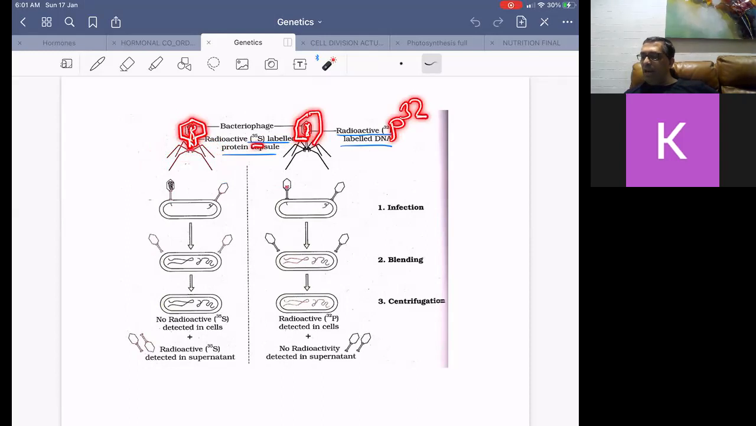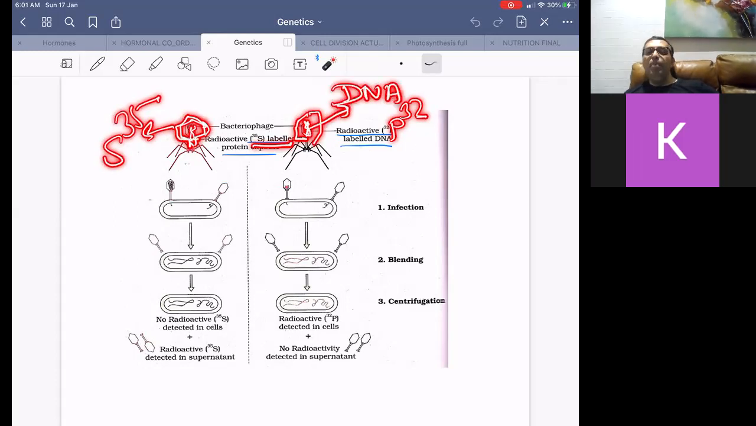So where S35 is used, the capsule has become radioactive, S35. And where P32 is used, the DNA becomes radioactive. Now, with S35 the capsule has become radioactive; with P32 the DNA has become radioactive. It was allowed to infect the bacteria. So both were put in to infect the bacteria.